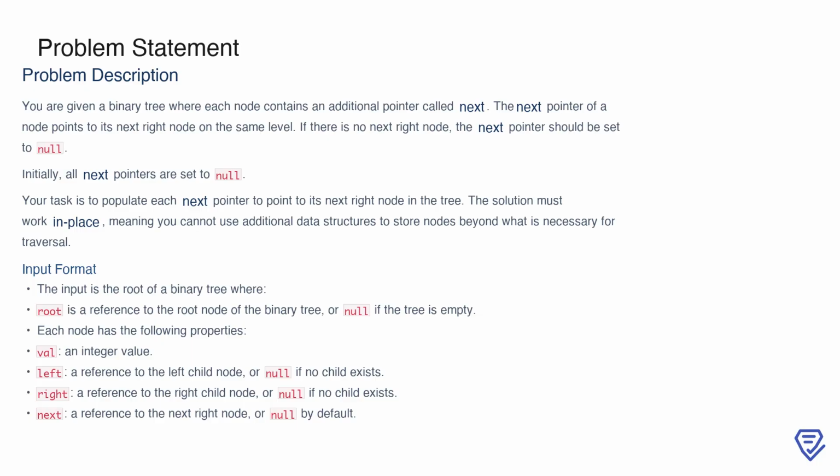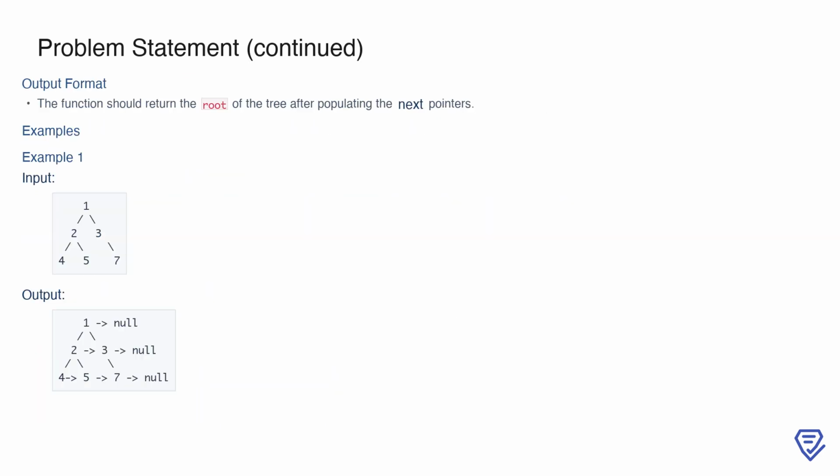Importantly, the solution must be implemented in place, meaning you cannot use extra data structures to store nodes during the traversal. The input will consist of the root of the binary tree, and each node will have properties such as its value, references to its left and right children, and the next pointer, which starts as null by default. The output of your function should be the root of the binary tree after all the next pointers have been populated correctly. Let's look at an example to clarify.